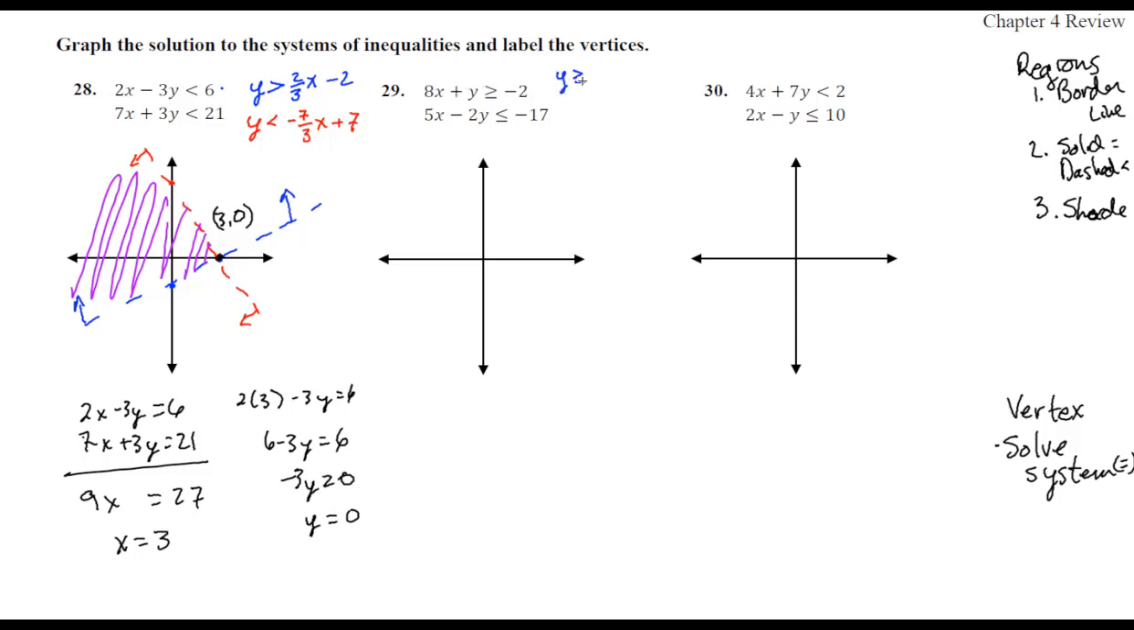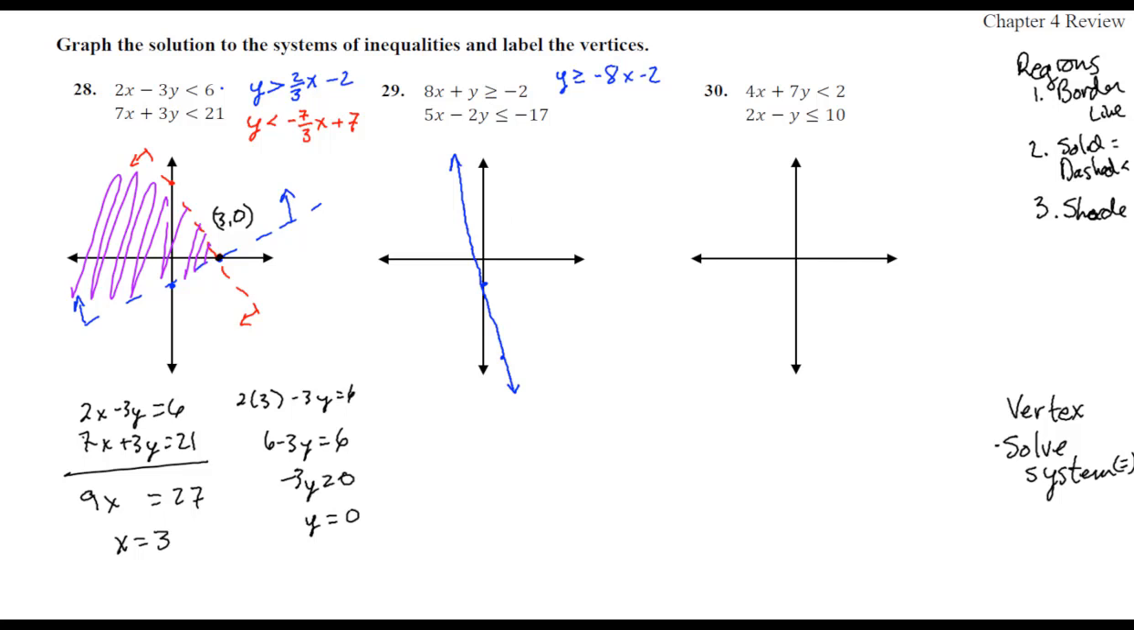Number 29. Let's solve for y, and that's just subtracting 8x from both sides. So we have y is greater than or equal to negative 8x minus 2. So we're down here at y-intercept negative 2 and a slope of down 8 over 1. Ooh, that guy is pretty. Oh, yeah, I like that. Notice I have graphed it in a solid line because we are equal to. That's important.